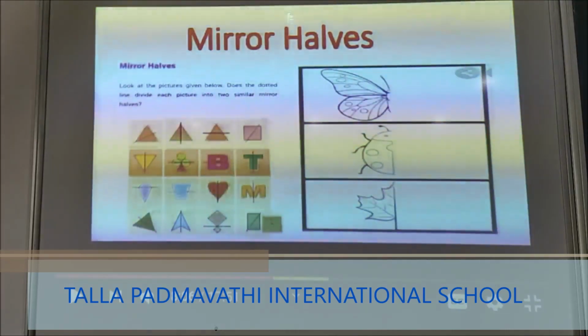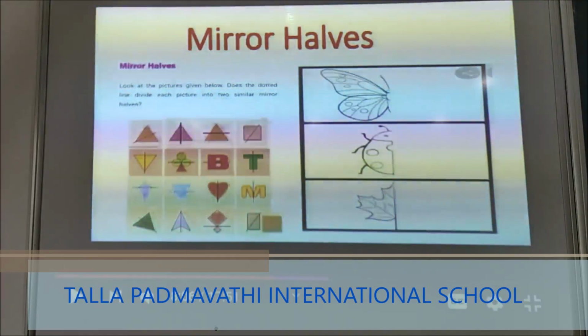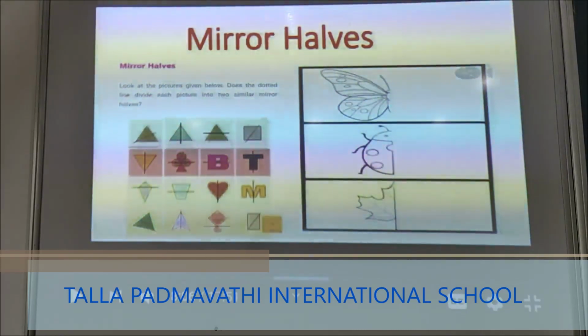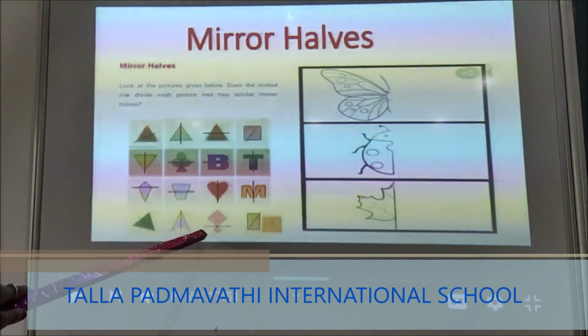So children, once again shall we recall what the mirror halves are? Mirror halves are nothing but when one half of the object is the same as the other half of the object, or else you can say that when it is equally divided, then they are said to be mirror halves. They are also called symmetric. When it is divided equally, it is called symmetric. When it is not equal, it is completely different like this, then it is asymmetric.